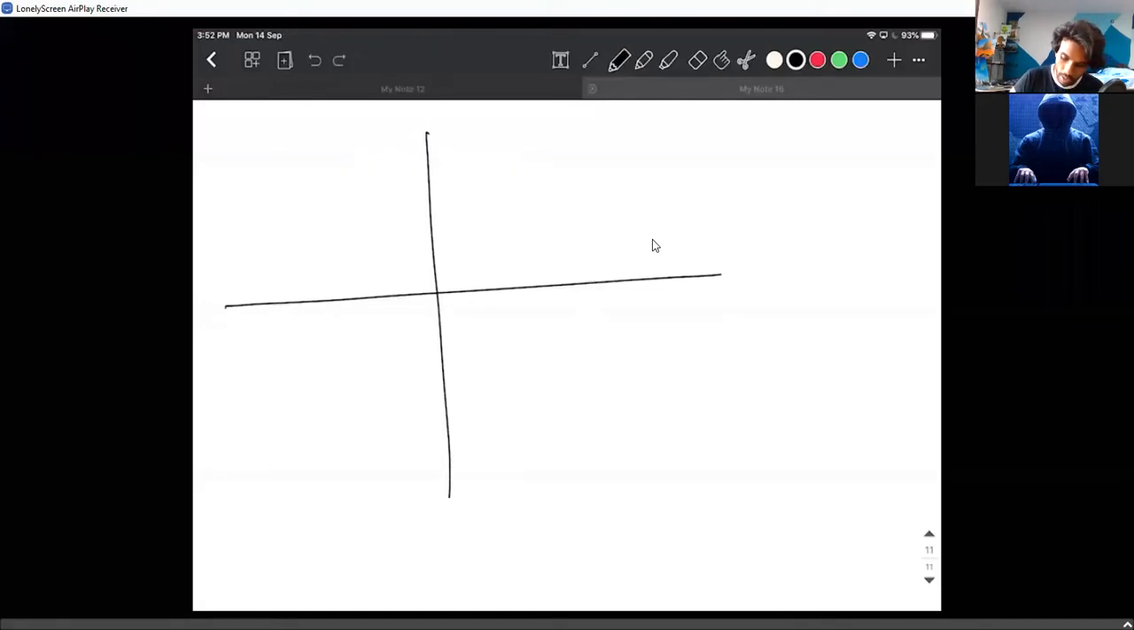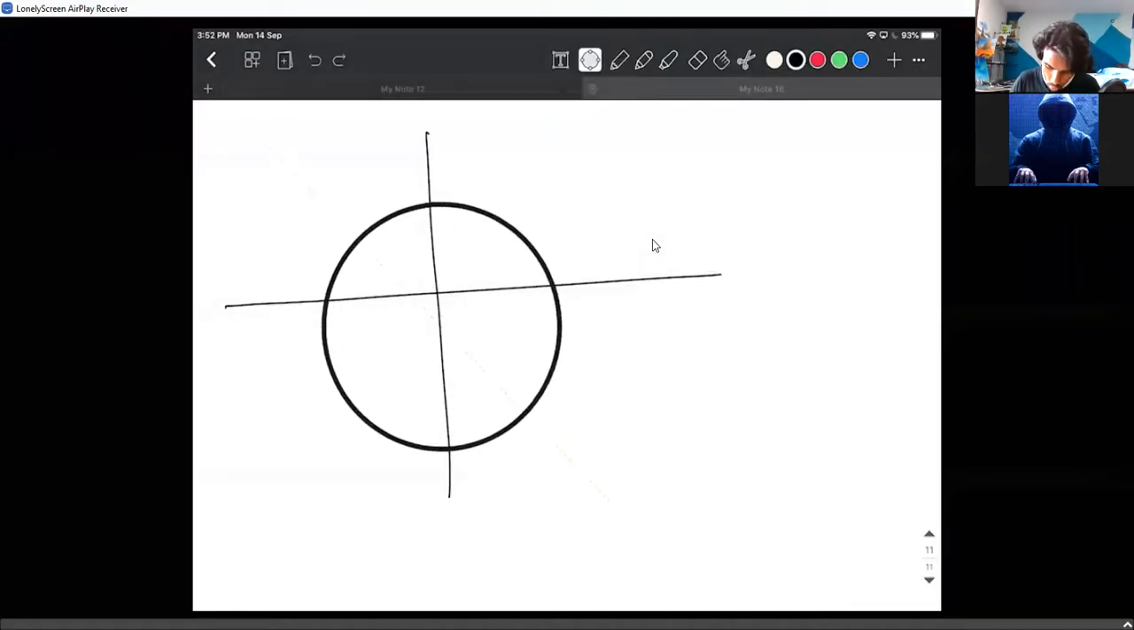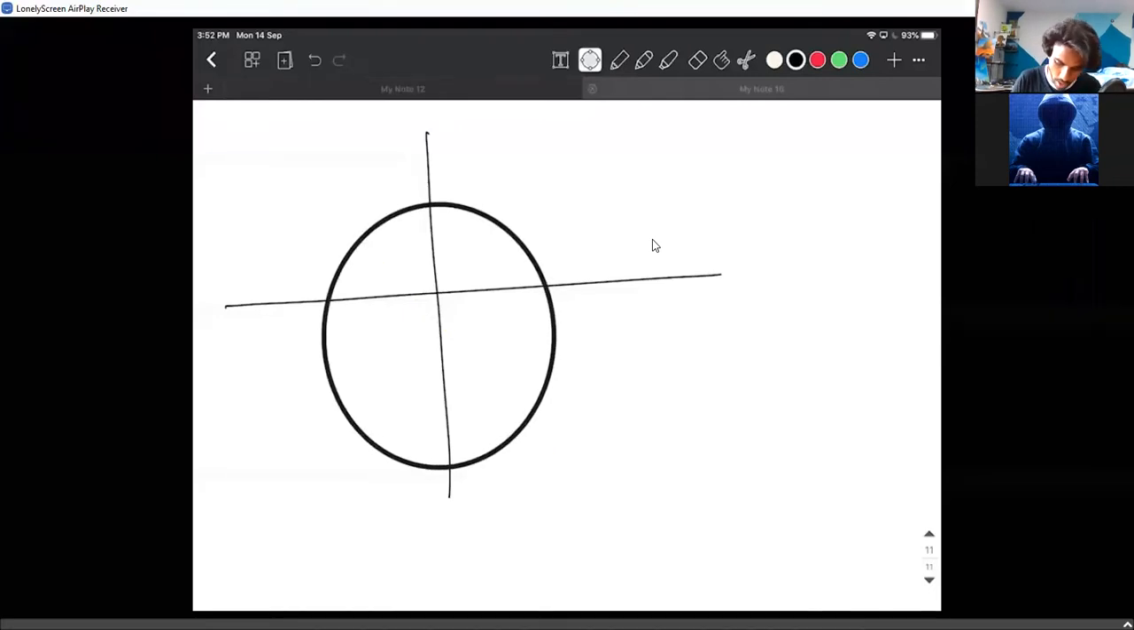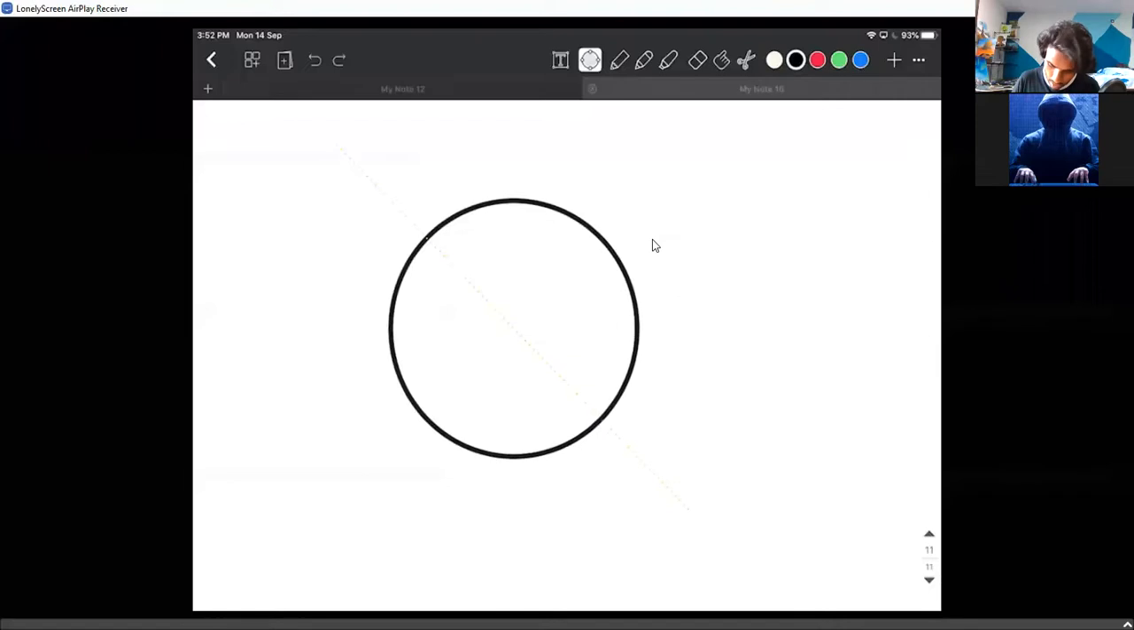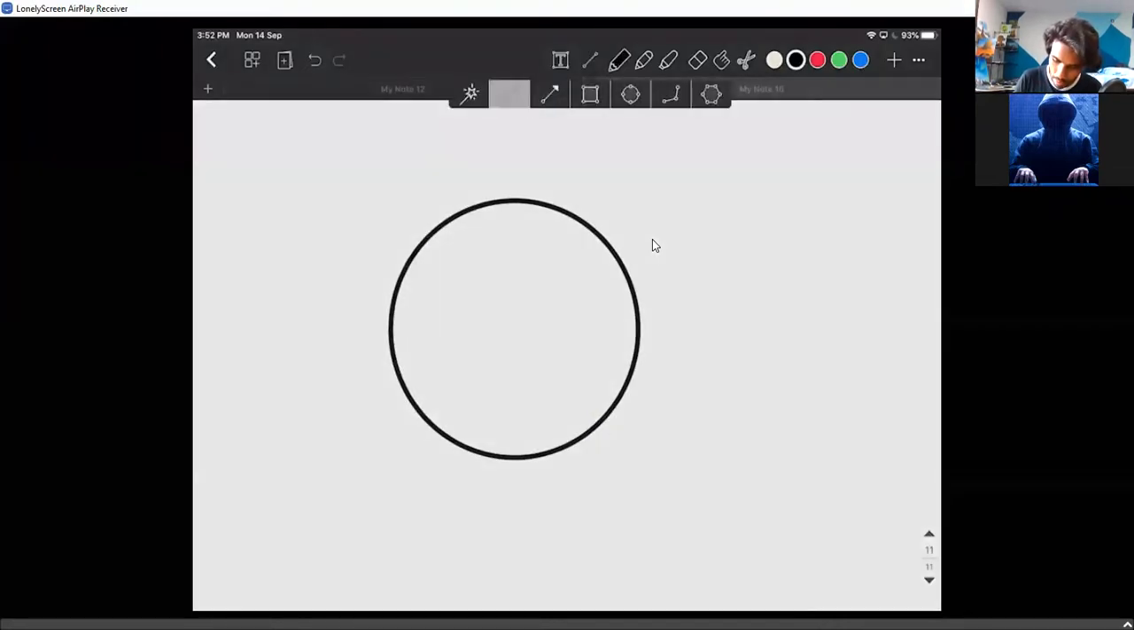Let me properly draw a circle. Can I take a circle from this? Yeah, I can. Wow, I have a circle now. Let me draw it properly. I have an iPad. I didn't think of this. Shame.